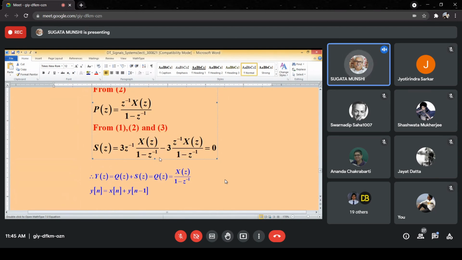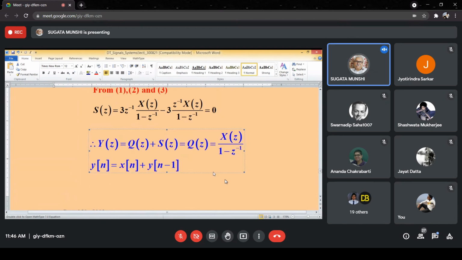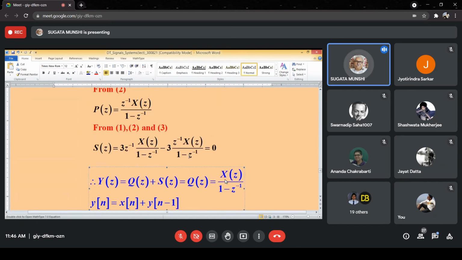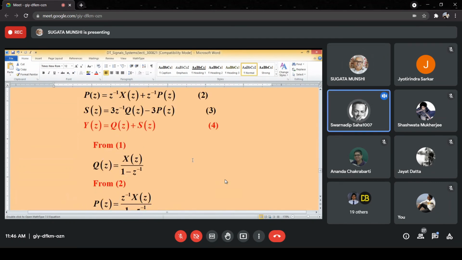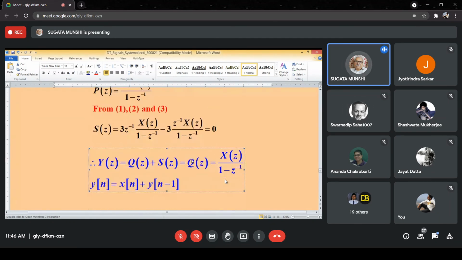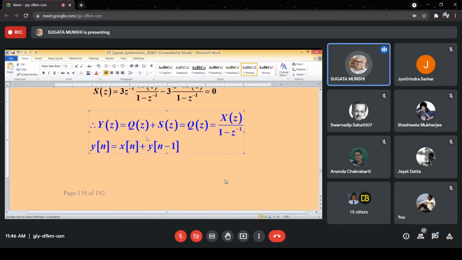এটা ঠিক আছে? দেখো, if this is correct, then SZ will ultimately become 0. Then SZ will become 0. দেখো ঠিক আছে? হ্যাঁ স্যার। Then YZ is QZ plus SZ, that means QZ. So we obtained QZ as XZ by 1 minus z to the power minus 1.